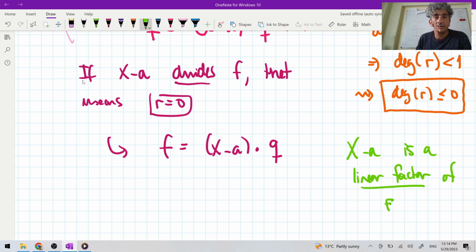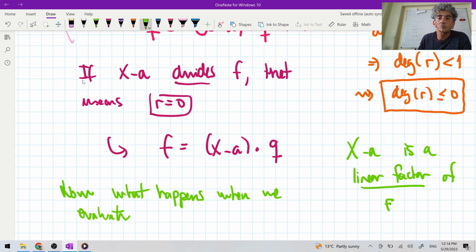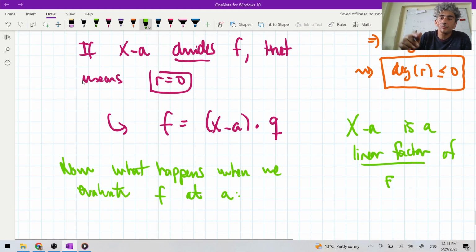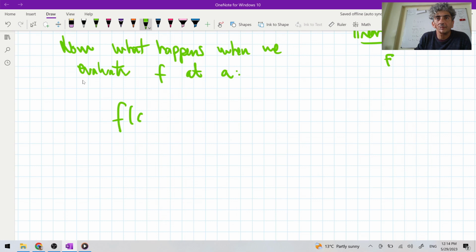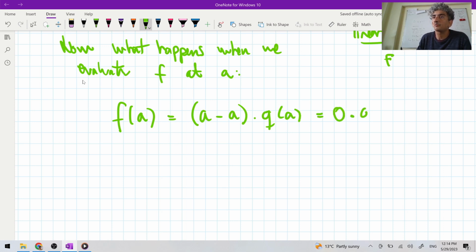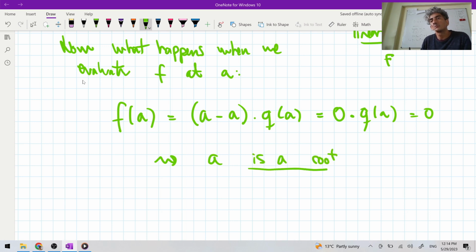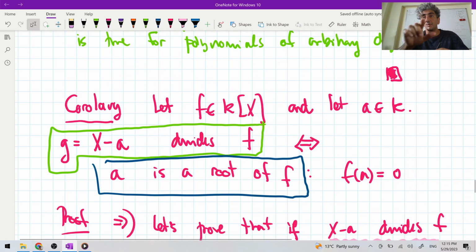And now it's easy, right? Now what happens when we evaluate f at a? That's easy. f at a has to be a minus a times q at a, and this is 0 times q at a, and this is 0. So we have shown that a is a root of f. And we have shown one of the implications in this corollary.